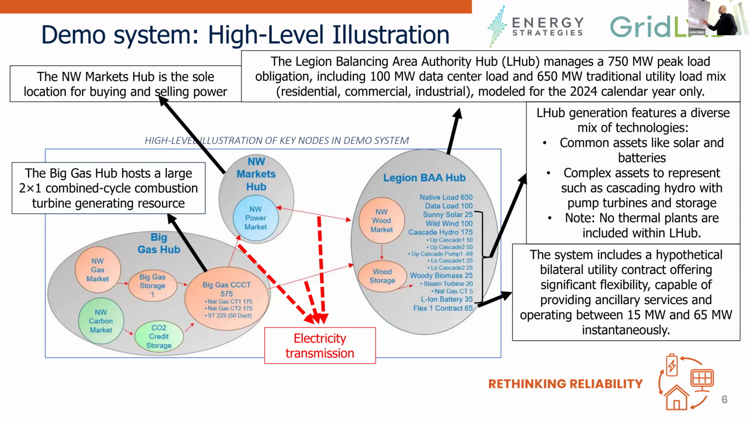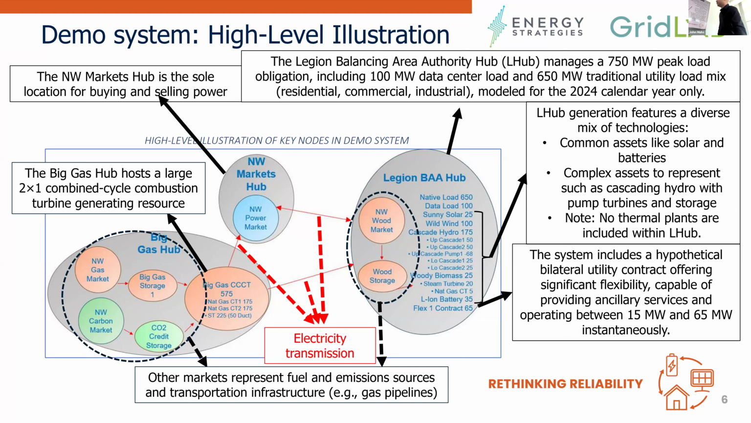Then we have transmission lines connecting the 3 hubs, and also 3 additional markets: wood market, gas market, and carbon market. And we also have all the transportation infrastructure, such as gas pipelines. All of these are included in the model.